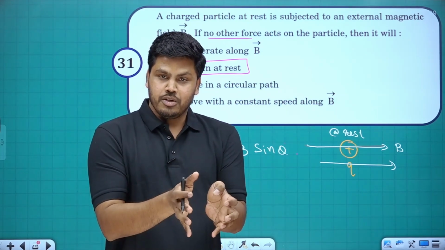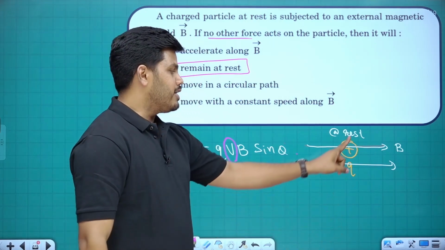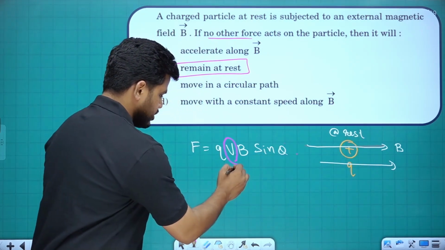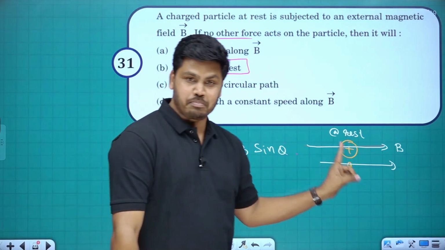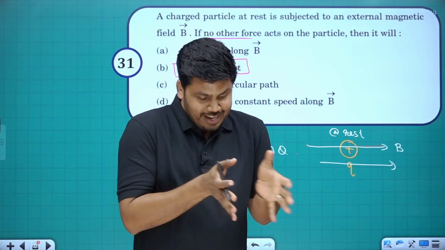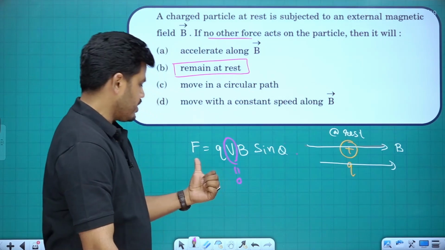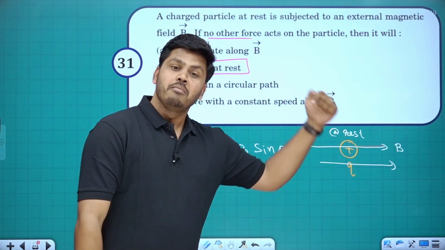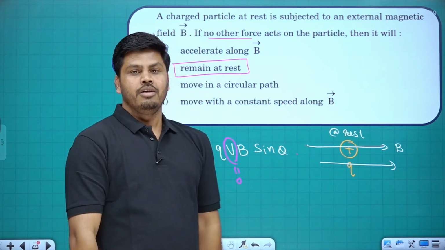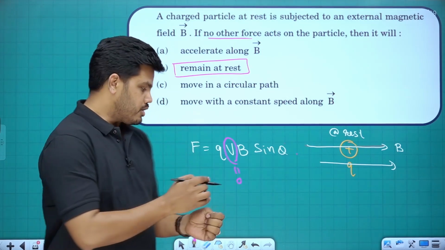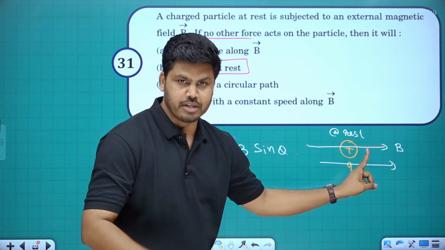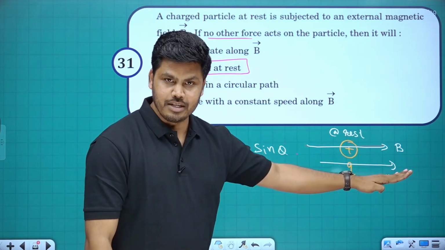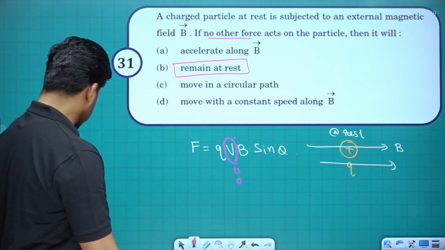If the charge was at rest, what is the velocity of the charge? Velocity of the charge is 0. Correct? This is the only force we expect, right? Related to the charge and magnetic field, we have only one force, which is F is equal to QVB sine theta. But this force is only for what? For moving charges. Okay? Charge should move. If V is equal to 0, if the charge is at rest, no force acts on it. So the charge remains at rest. Okay, I hope it is clear.